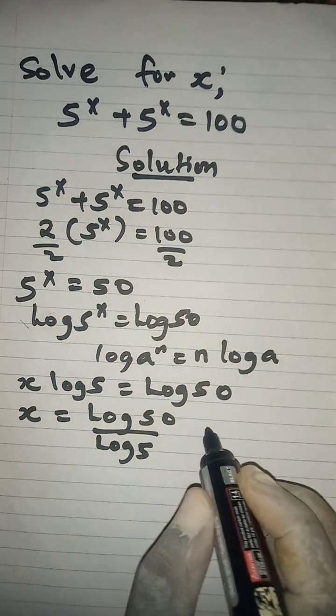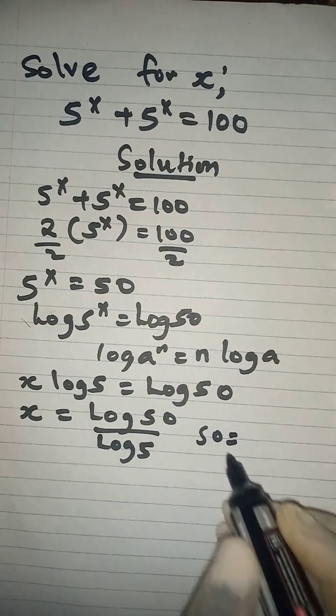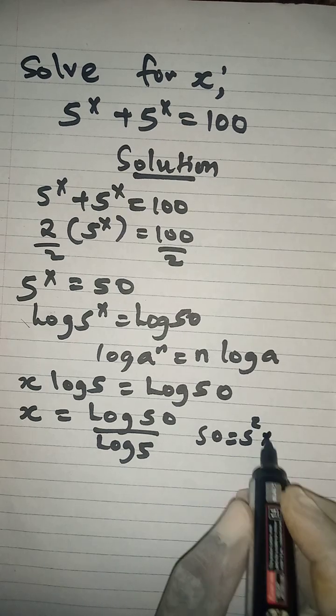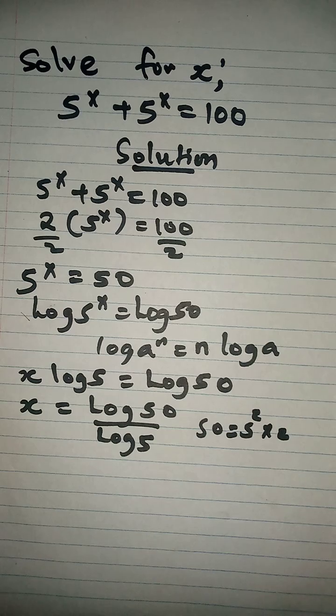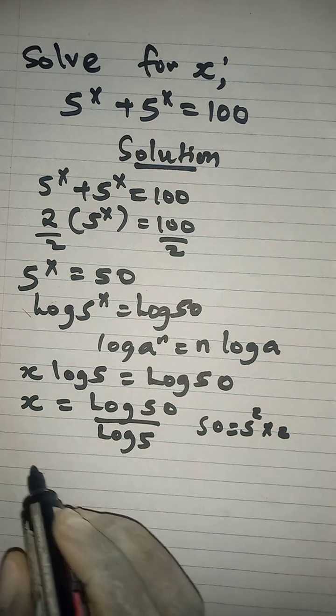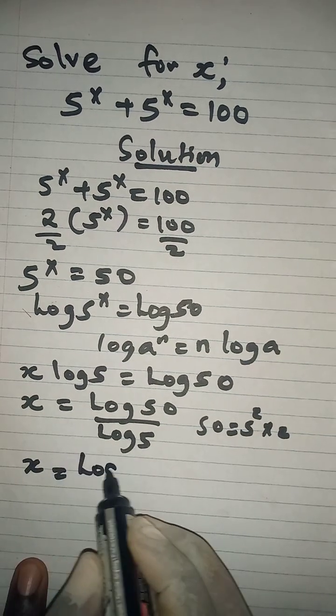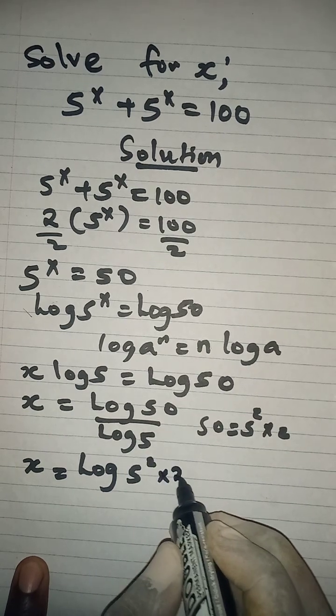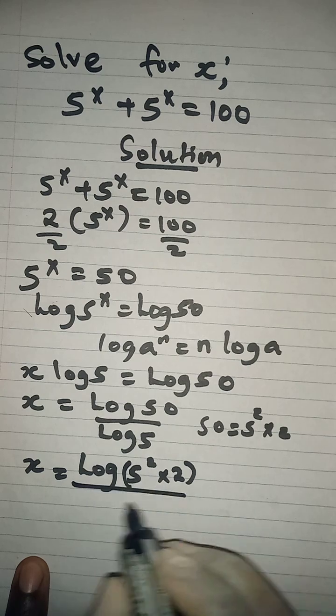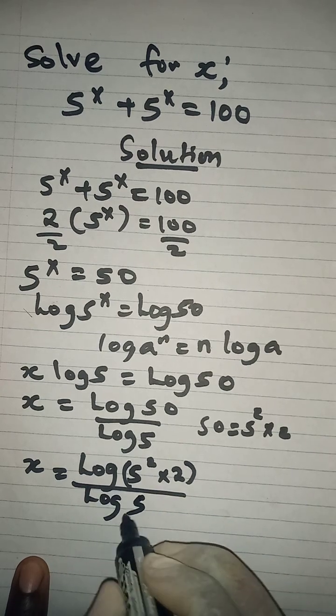How do I write 50? I'm going to write 50 in terms of its factors. I'm going to write it as 5 squared times 2. Of course, 5 squared is 25, times 2 is 50. So that x becomes the log of 5 squared times 2 divided by the log of 5.